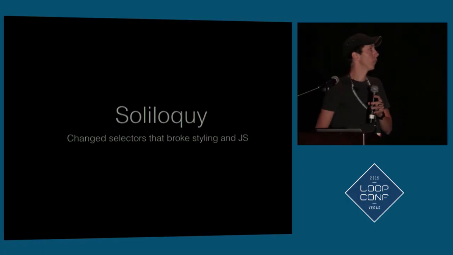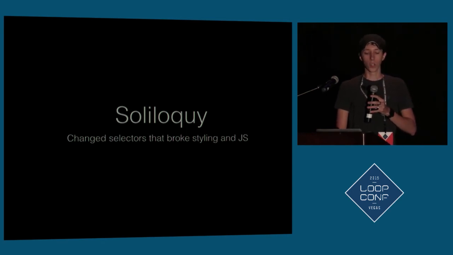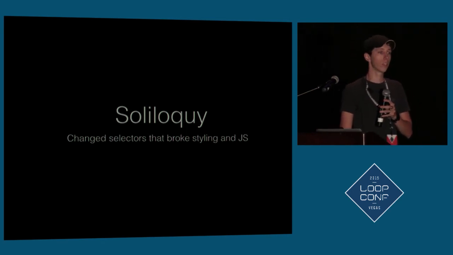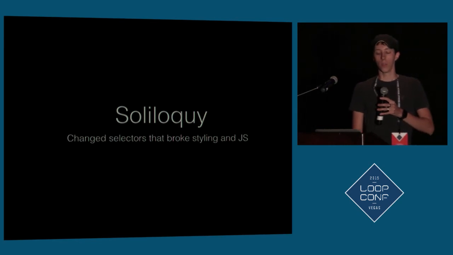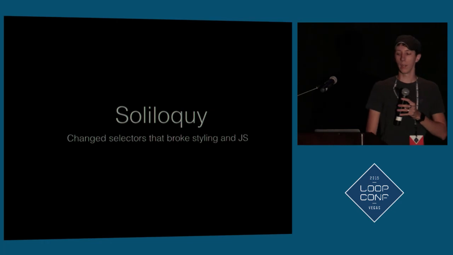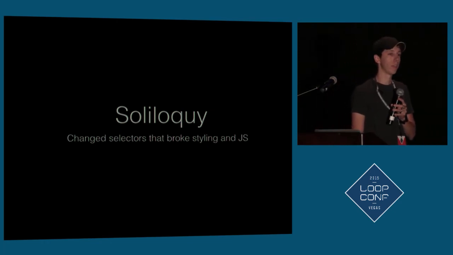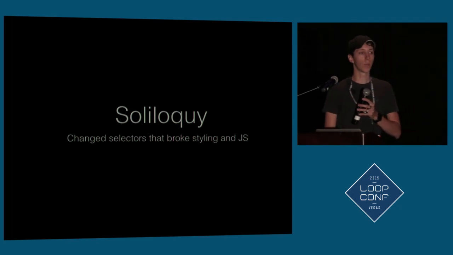Soliloquy. This is a popular image slider from Thomas Griffin. I don't know what the version was, but at some point, he decided to change the selectors. And so the CSS that people were writing and the custom JavaScript that people were writing on top of Soliloquy suddenly broke because the class names are different. The IDs are different. And that's a bit of a problem.